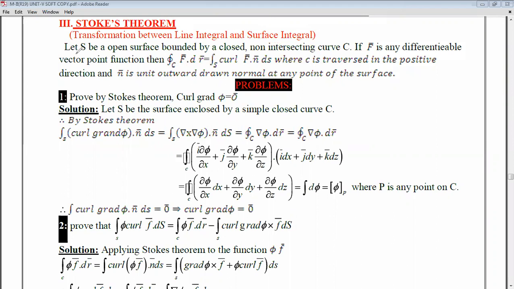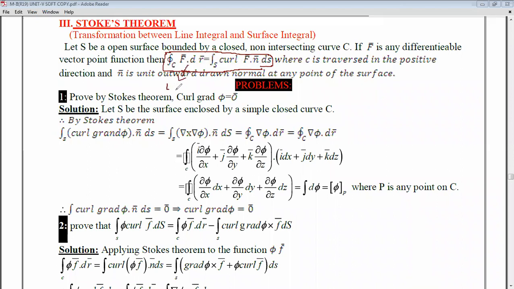State. Okay. So here let S be an open surface bounded by a closed non-intersecting curve. So we are taking the open surface, and that open surface is bounded by a closed and non-intersecting curve. And f bar we are taking the vector, and that vector is a differentiable vector point function. Then the statement of this one is nothing but integral f bar dot dr bar over the curve C is equal to integral curl f bar dot n bar dS. This is nothing but line integral.